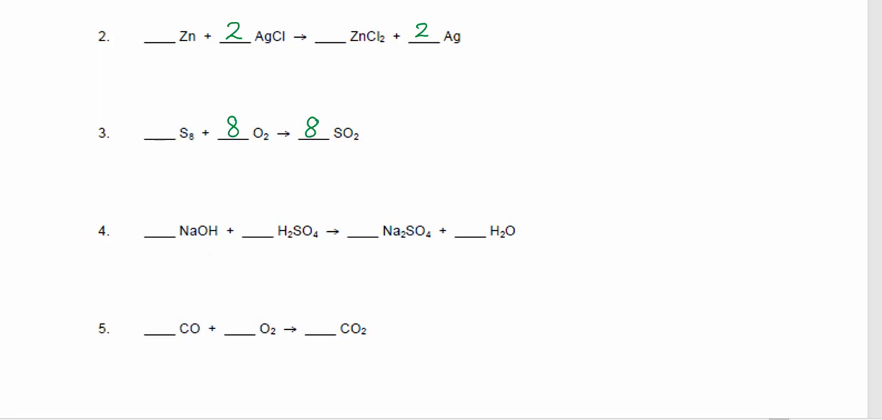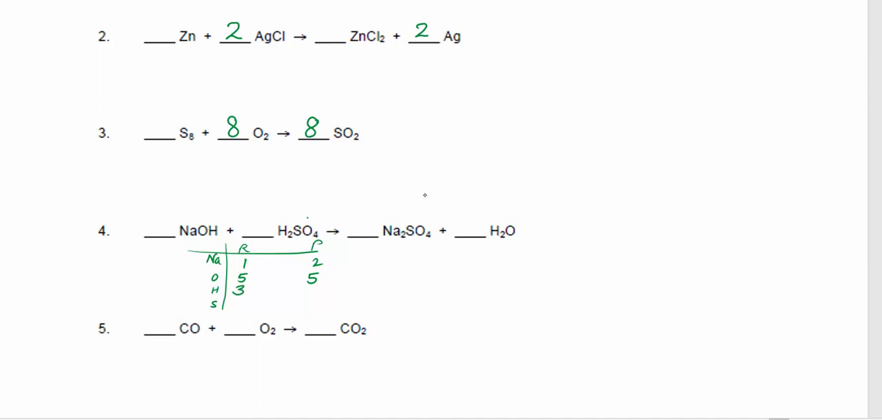For number 4, we have more elements here. So we're going to make a chart: sodium, oxygen, hydrogen, and sulfur. And I'm going to count on the reactant side and the product side. So on the reactant side, I have 1 sodium, and on the product side, I have 2. On the reactant side, I have 5 oxygen. There's 4 with the sulfate, and there's 1 with the sodium hydroxide. So there's a total of 5. And there are 5 oxygen atoms on the product side as well.